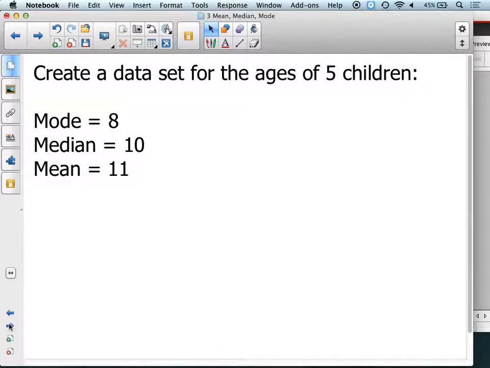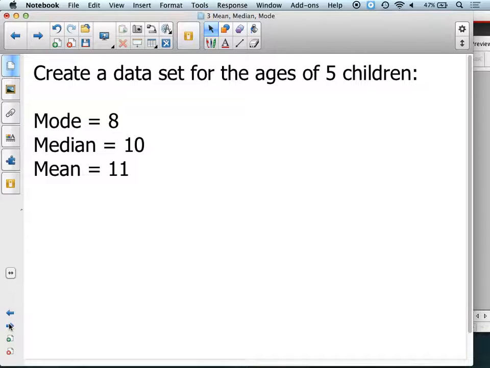Now, one thing we can also do is we can build our own data sets. So, for example, I have a family friend. He's got 5 children. And I always ask him, hey, how are the kids doing? He knows I'm a math guy. And he goes, well, this year the mode is 8, the median of their ages is 10, and their average age is 11. Find out the ages of my kids. I'm like, oh, come on.